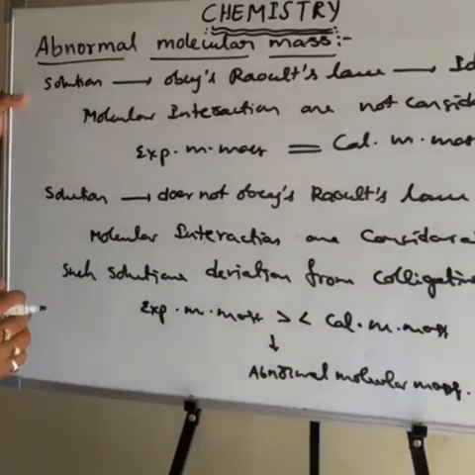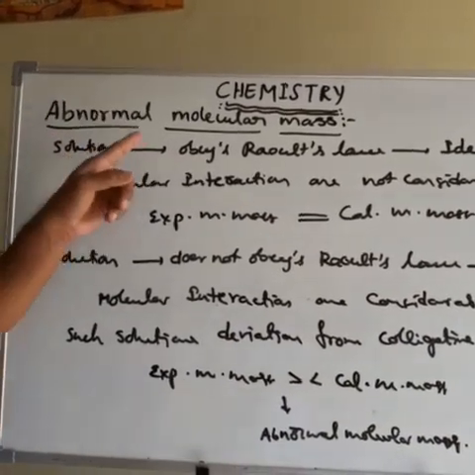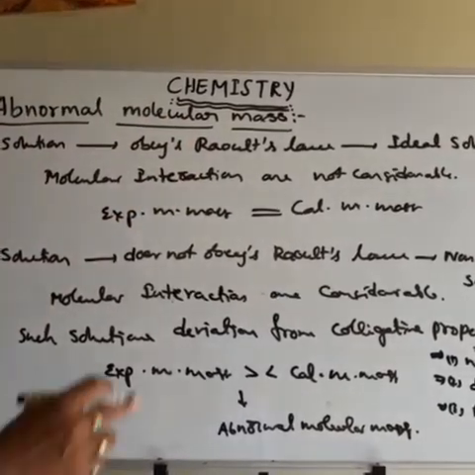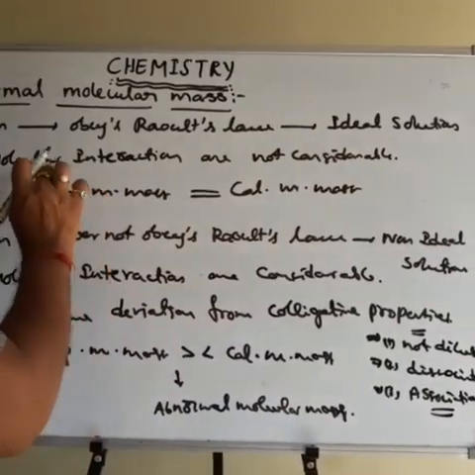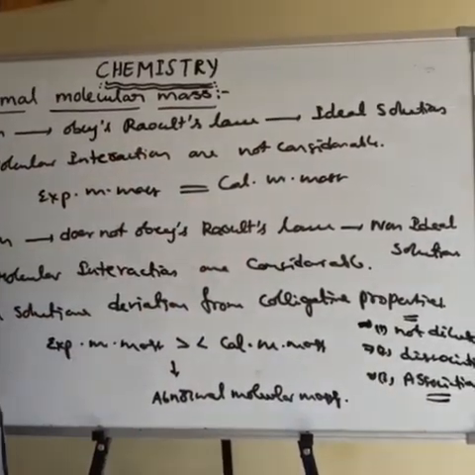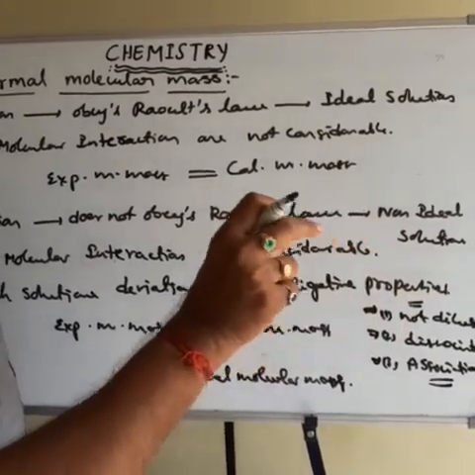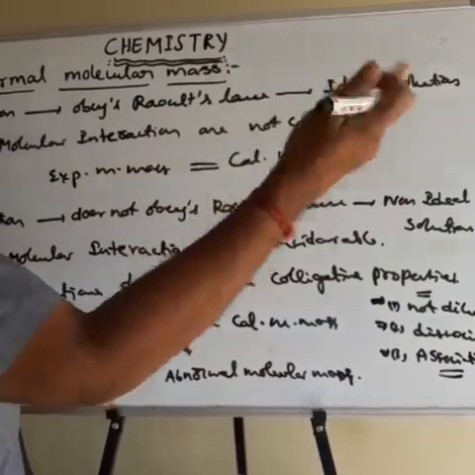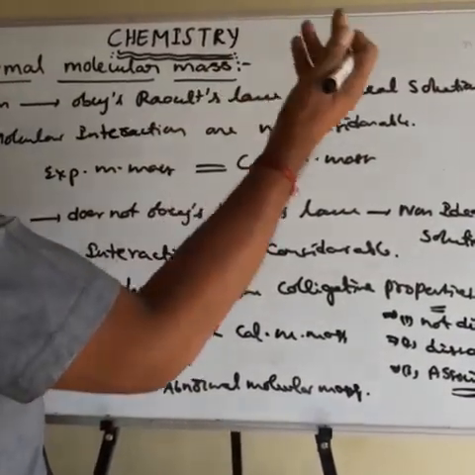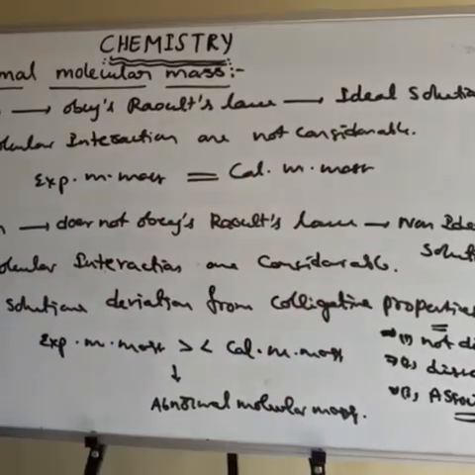So once again, see the point. The solutions which obey Raoult's law are ideal solutions. In ideal solutions, molecular interactions are absent between the particles, whether between solute particles, between solvent particles, or between solute and solvent particles. Whenever molecular attractions are absent, the experimental molecular mass is equal to the calculated molecular mass.